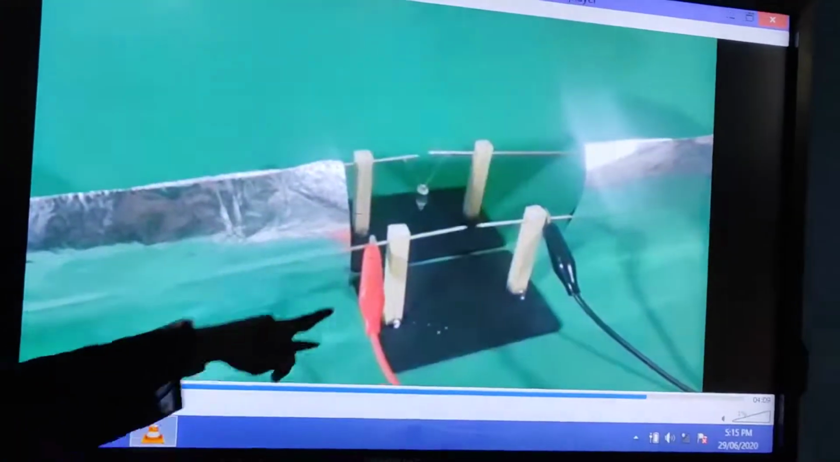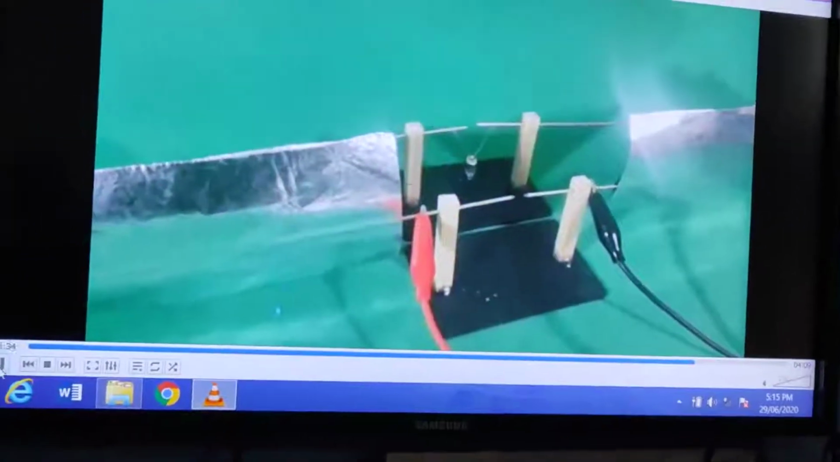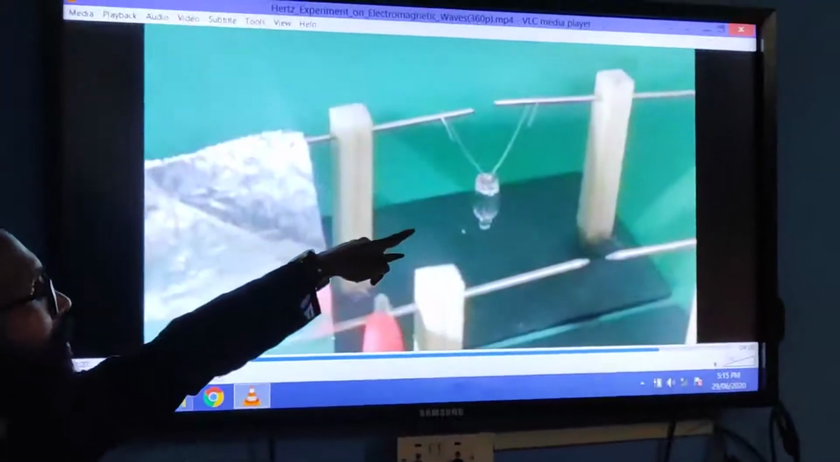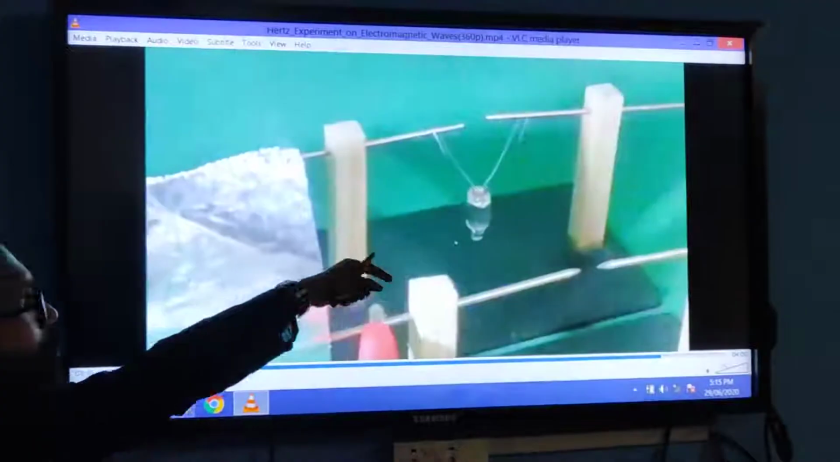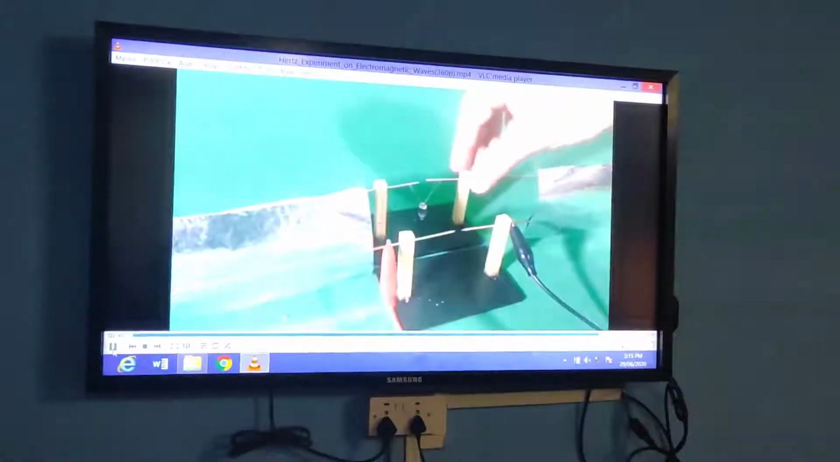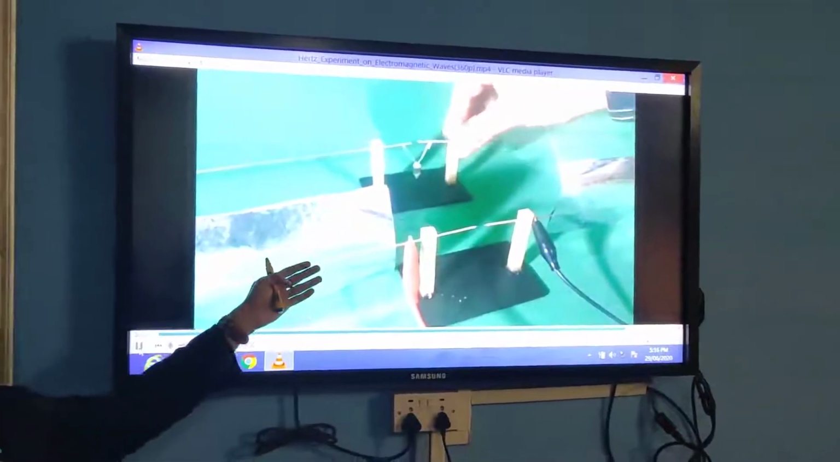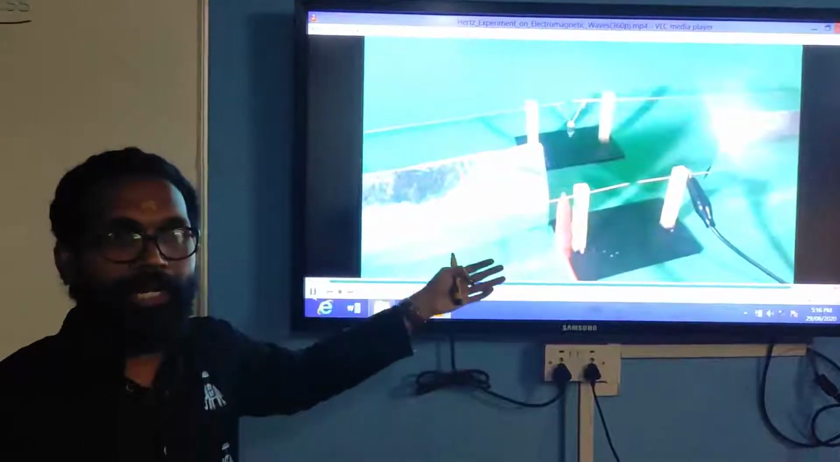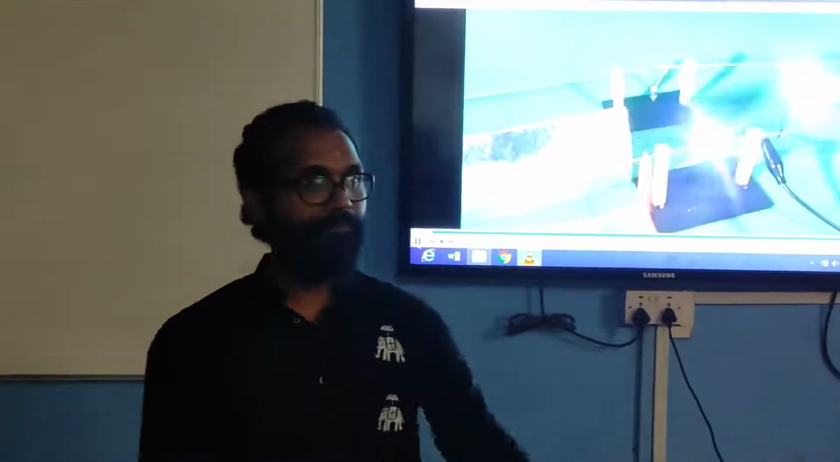Then the sparking will be more intense, and that will lead to a glow of the lamp also. So now the lamp glowing is very intense. This is a more energetic production that you are doing. So this is a simple narration and remodeling of the Hertz experiment.